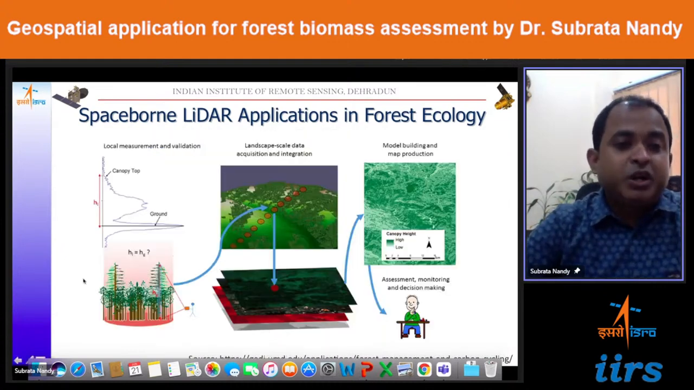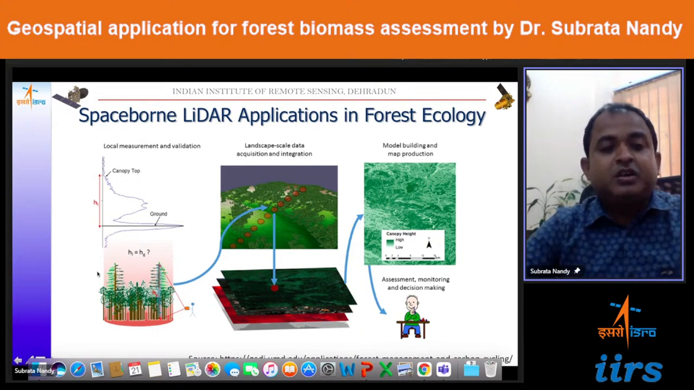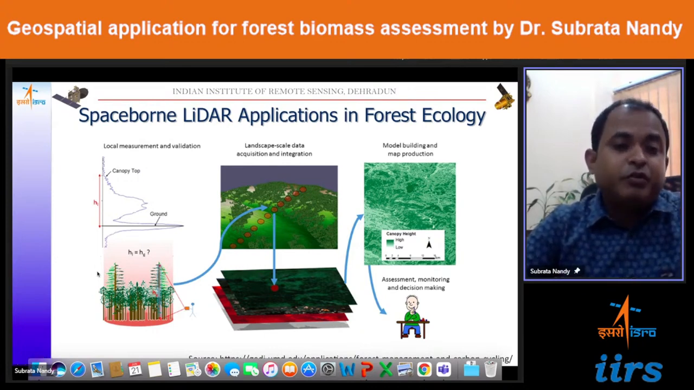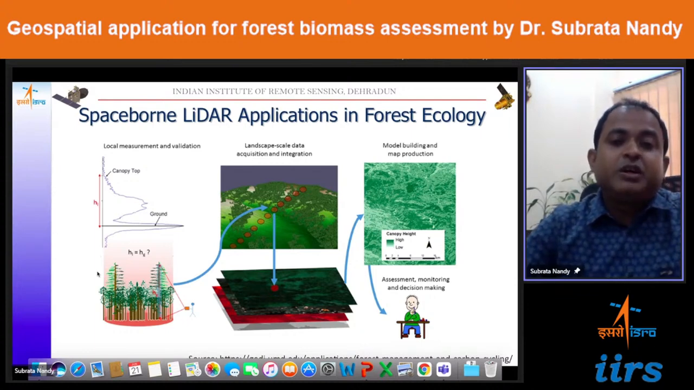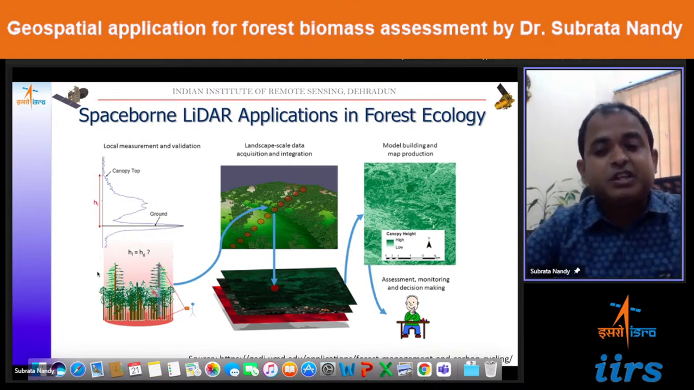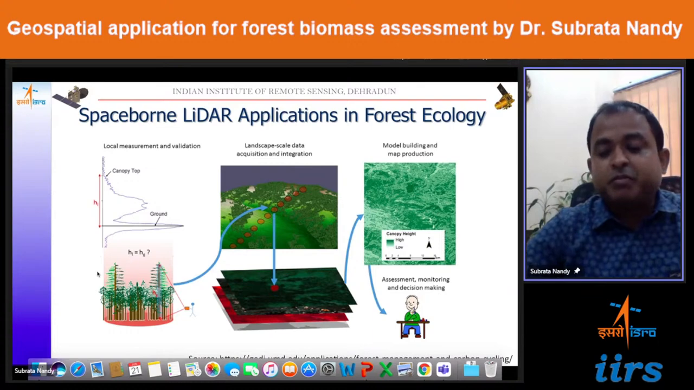So basically, what we are doing is extrapolating this local information and local measurement at one footprint. We integrate these with other data sets to get landscape level data, or data over a larger area, and these are ultimately used for assessment, monitoring, and decision making purposes.